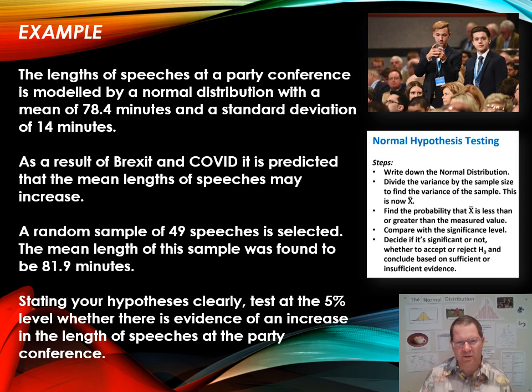So here is our example. The lengths of speeches at the party conference are modelled by a normal distribution with a mean of 78.4 minutes and a standard deviation of 14 minutes. As a result of Brexit and COVID, it is predicted that the mean lengths of speeches may increase. A random sample of 49 speeches is selected.